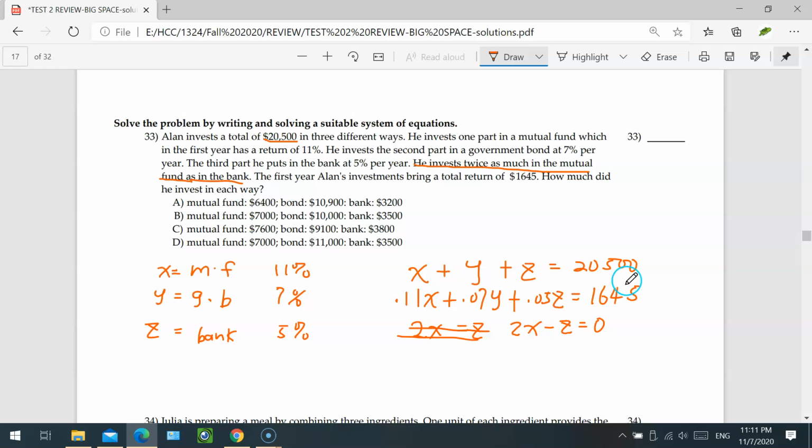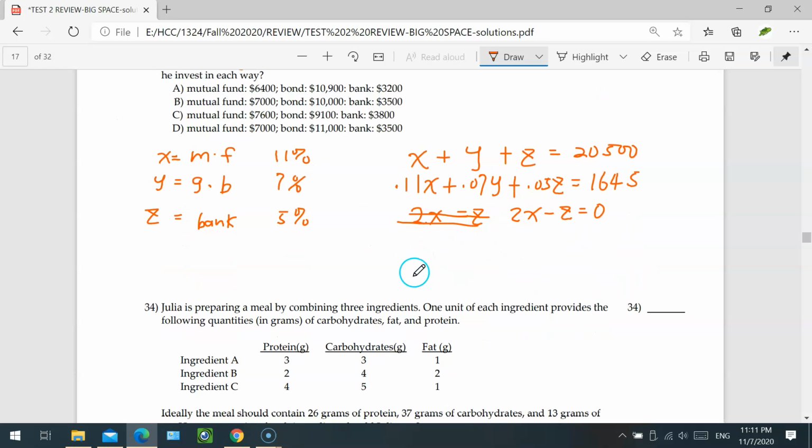So now we have these three equations ready. I'm going to create a 3 by 4 matrix. So I put a 1, 1, 1, 20,500. Then 0.11, 0.07, 0.05 with 1,645. Then 2, there's no y, I put a 0, and the z is -1, with 0. And then you go with the RREF.